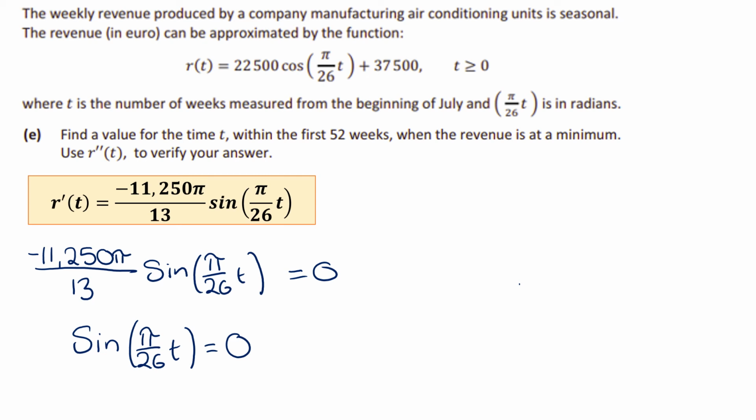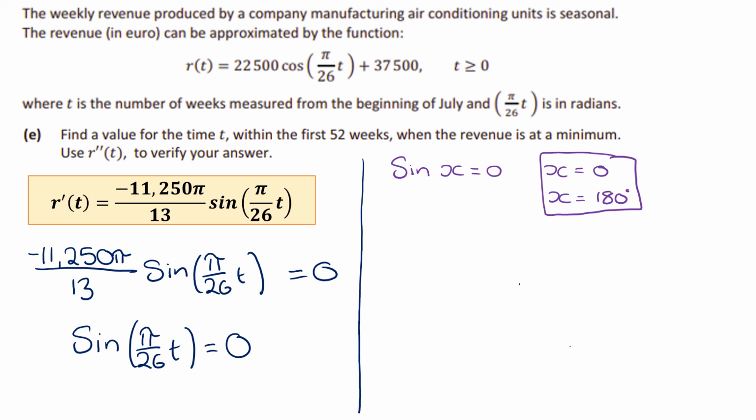So you can work this like a unit circle question, absolutely. But because it's 0, there's only 2 times when sine of x is 0. So sine of x equals 0: either x is 0 or x is 180 degrees. So basically what that's telling us is pi over 26t will either be 0, which gives us t equals 0, which is not very helpful at all, or pi over 26t is equal to pi, so 180 degrees.